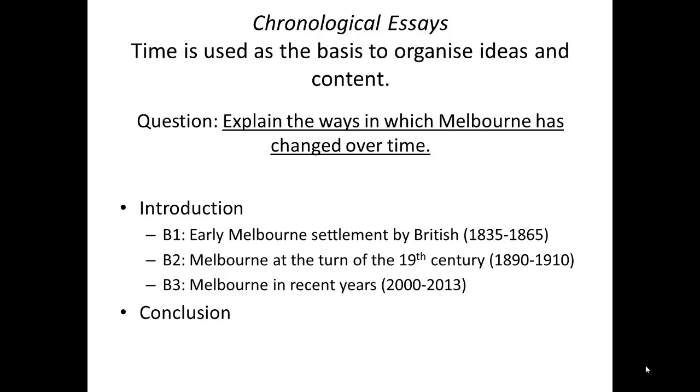Our first body paragraph looks at early British settlement, so early 1800s. You can see our next body paragraph is more recent, so it's 1890 to 1910. And the third body paragraph looks at changes in Melbourne in very recent years, the last 13 years. So it's chronological because it works in a sequence based on time.